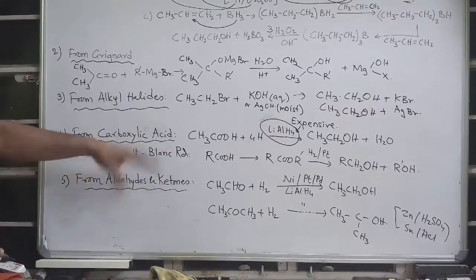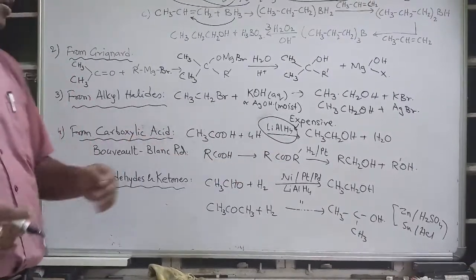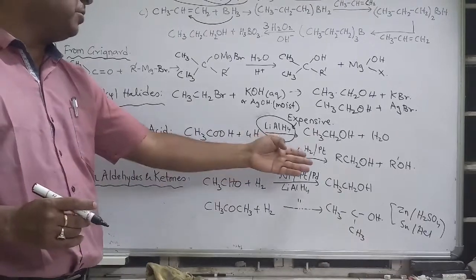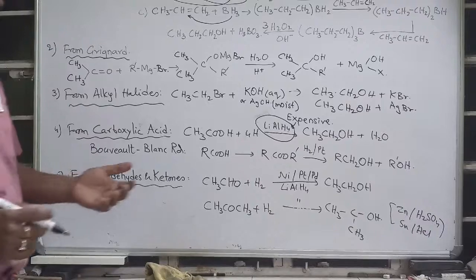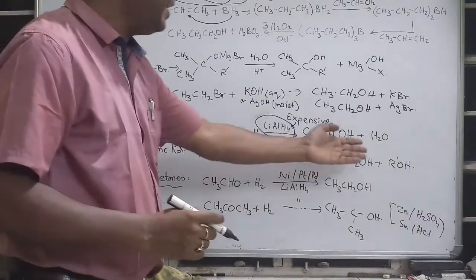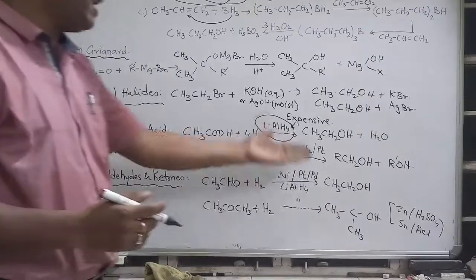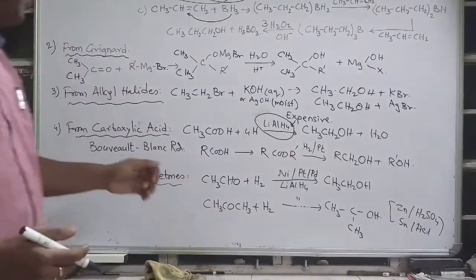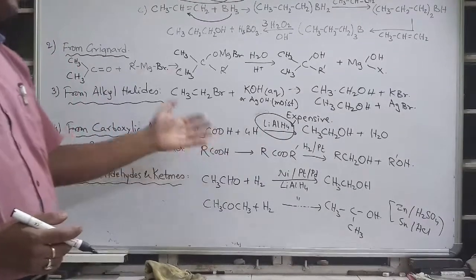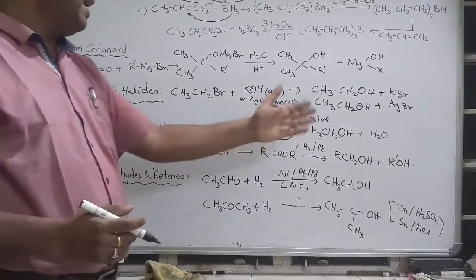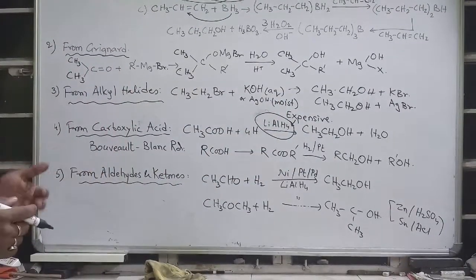Bouveault-Blanc reduction. What we do is, any kind of acid we first turn into ester. Once we get the ester, we can use hydrogen in the presence of platinum or palladium or nickel, and we can get the alcohols to our taste, to our wants or to our desire. So in this way we can make the ester. From the ester we can undergo hydrogenation, and we can break up the ester into the corresponding alcohols of our choice.